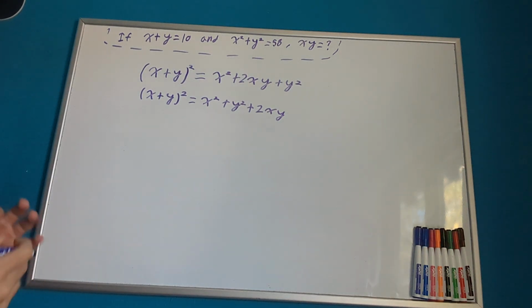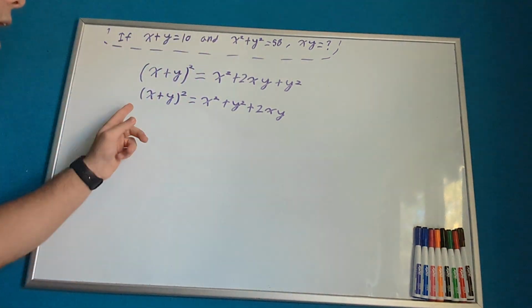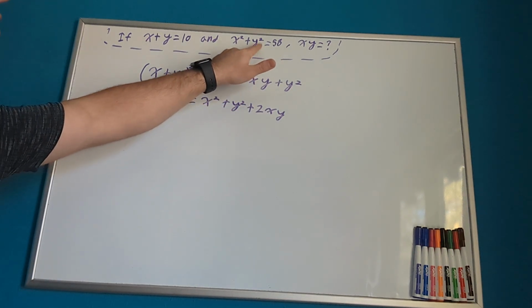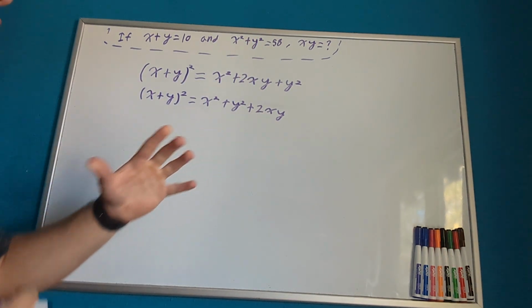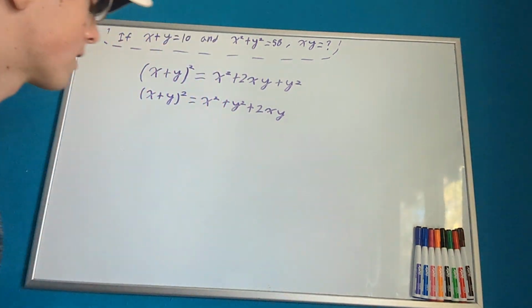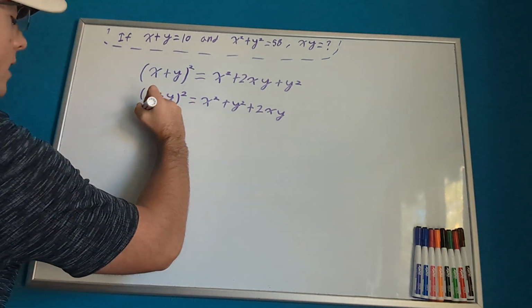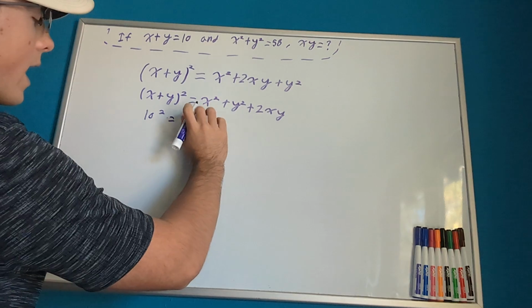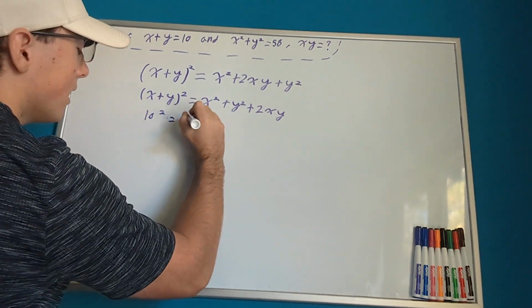Well, we have everything we could need in here, right? We have our x plus y, which we know. We have our x squared plus y squared, which we know. And we have our xy right here, which is what we're trying to figure out. That's perfect, right? So let's take x plus y. That'll be 10 squared equals x squared plus y squared. We know that's 58, right?